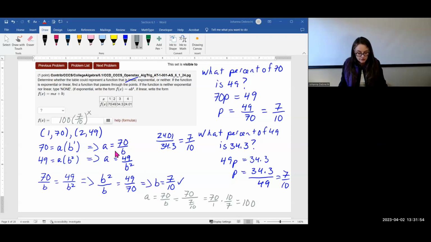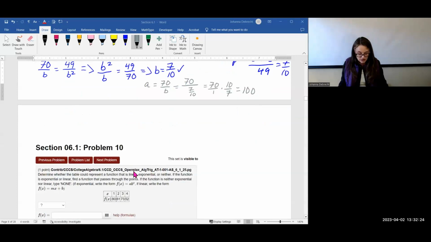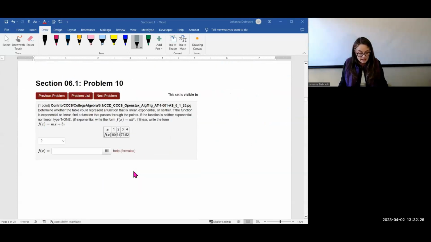Then I used the first equation here, a equals 70 divided by b. And I took this a equals 70 divided by b, and I substituted b as 7/10. Now this gives us 70 divided by the fraction 7/10. So to divide by a fraction, you take the reciprocal and multiply, and the 7s cancel. I get 10 times 10, which is 100. So my equation is 100 times 7/10 raised to the x. Let's move on to the next problem, which is exactly the same.